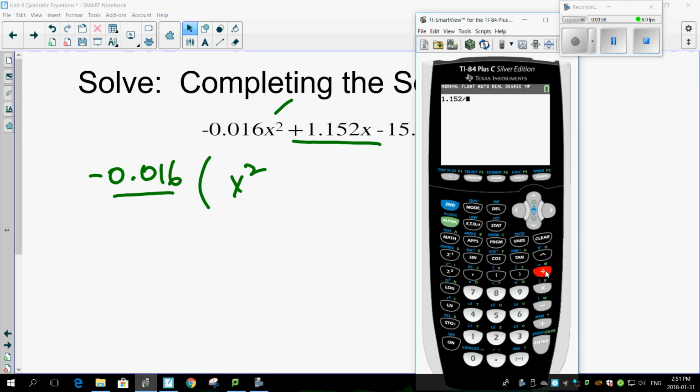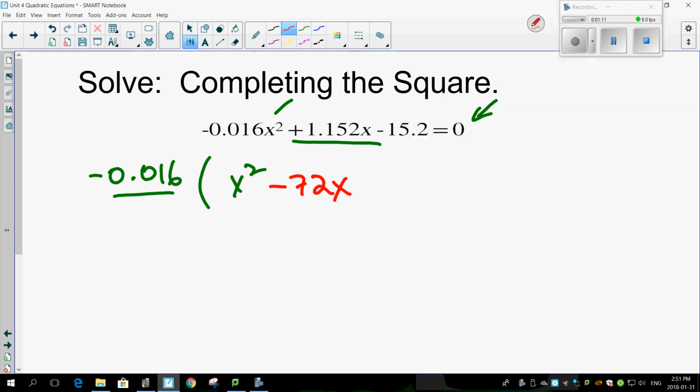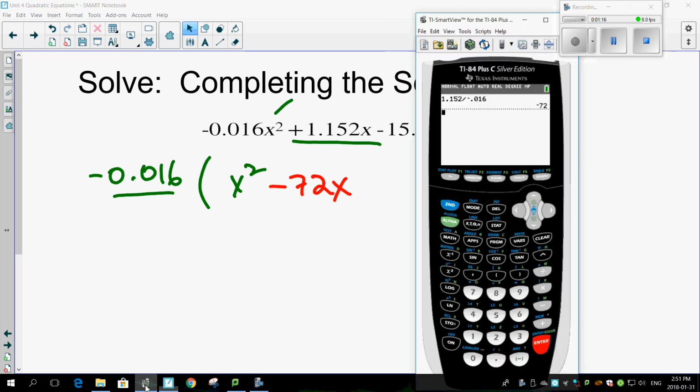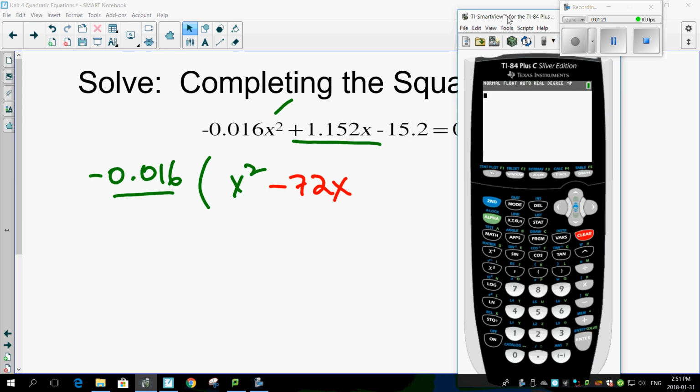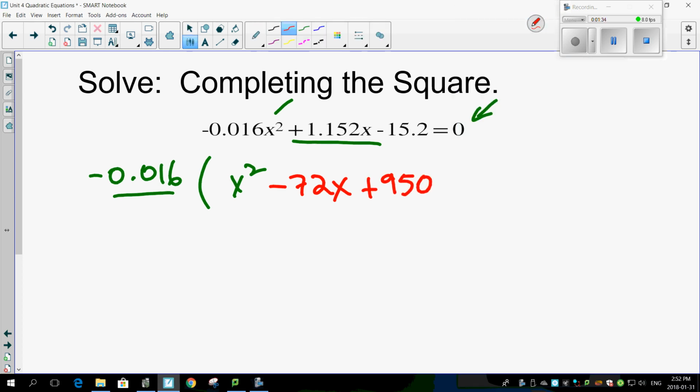1.152 divided by the GCF of negative 0.016, and I get, look at that, negative 72, a nice number. So negative 72x. Let's do the same thing for the 15.2. Bring up the calculator again. Negative 15.2 divided by negative 0.016. Enter. I get 950, positive. Okay. Positive 950 equals 0.